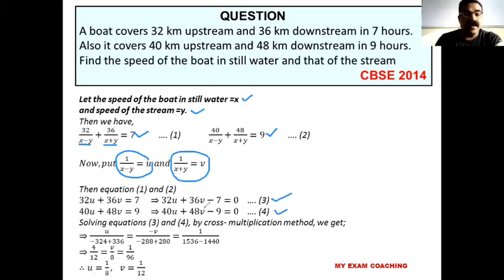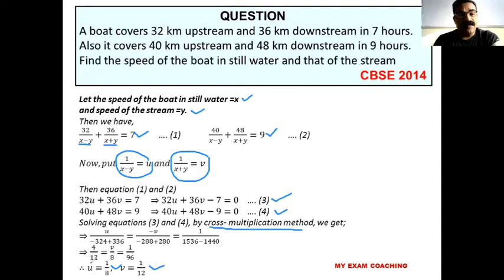Solving these two equations, we get u is equal to 1 by 8 and v is equal to 1 by 12. You can solve these two equations by any method. You can use the substitution method, the cross multiplication method, or the elimination method. Here I have used the cross multiplication method, but the cross multiplication method is deleted from your syllabus for this year. So you can use any method, cross multiplication, elimination or substitution, for solving these equations. You will get the values of u and v: u is equal to 1 by 8 and v is equal to 1 by 12. Kindly note it.